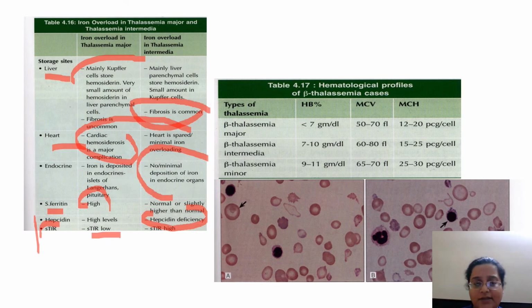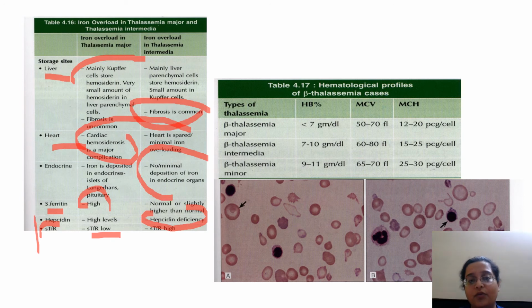Of course, you can explain the serum transferrin saturation because transferrin carries the iron. So a lot of iron is being carried in major. In intermediate, not as much as compared to the major. So STFR you can explain. Hepcidin also you can maybe explain, because intermedia is a milder form than a major thalassemia. So yes, lesser storage protein is present. That is why it is making it milder as compared to a major.